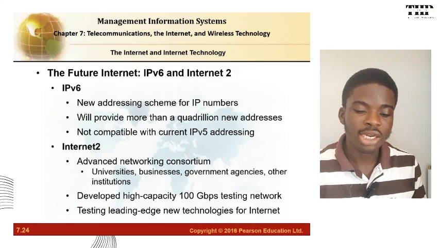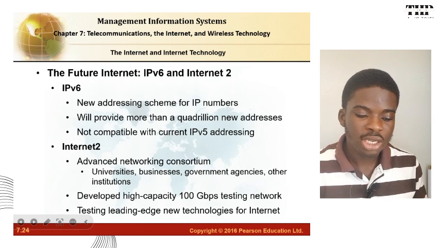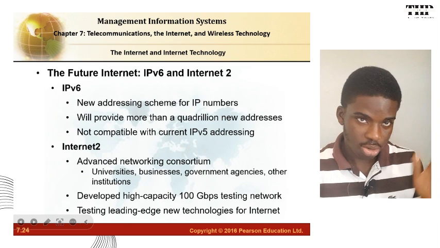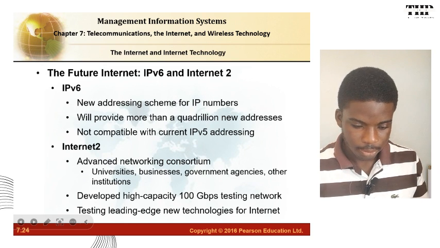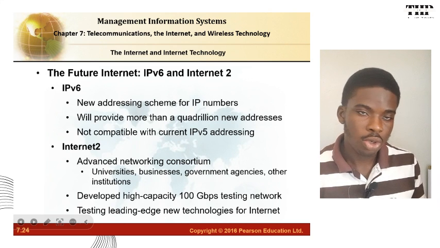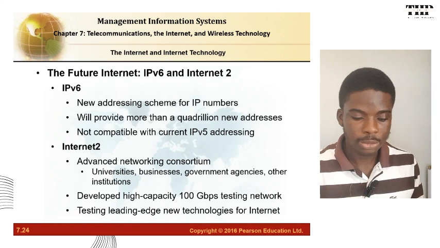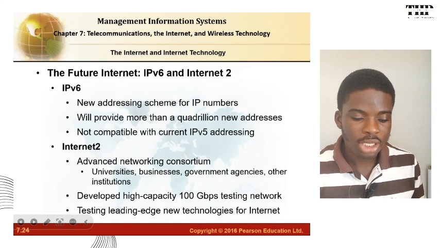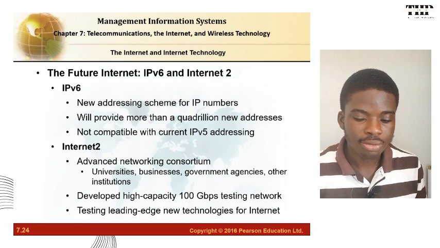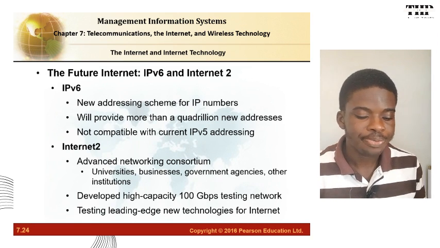IPv6 and Internet2. IPv6 has a new addressing scheme for IP numbers, right? Or your IP address. And it provides more than a quadrillion new addresses. So that's new addresses for computers on the internet. Now, IPv6 is not compatible with the current IPv4 addresses. Right? So it's not compatible.